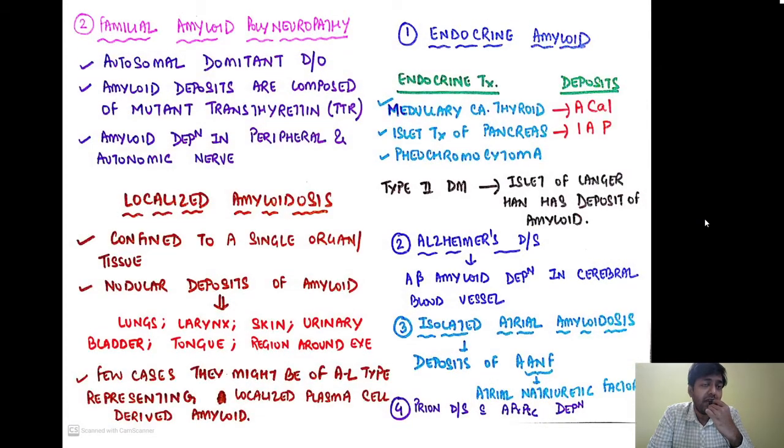The second variety of familial amyloidosis is familial amyloid polyneuropathy. It is an autosomal dominant condition, and here the amyloid deposits are composed of mutant transthyretin, or mutant TTR, and amyloid deposition classically occurs in the peripheral and autonomic nerves. So with this we complete the hereditary variety of amyloidosis, and lastly we are going to discuss localized amyloidosis. So the localized amyloidosis, let us see.